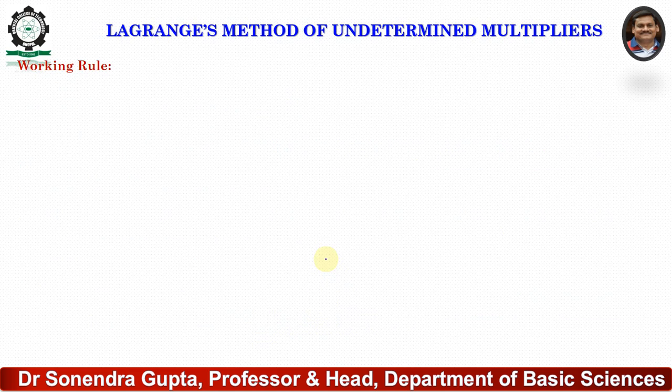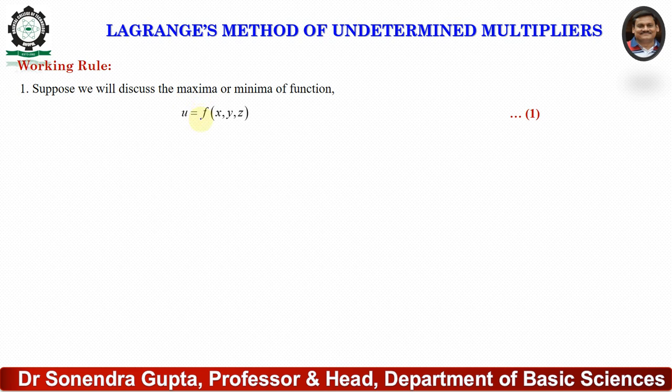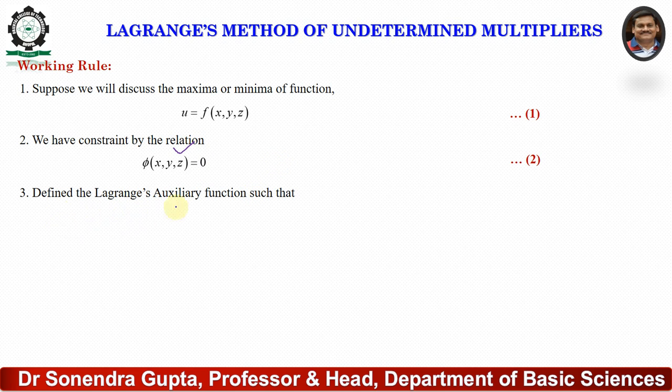The working rule is: number 1, suppose we will discuss the maxima and minima of the function u equal to f of x y z. Say this is equation number 1, and we have the constraint given by the relation phi of x y z equal to 0. There may be more than one constraint, in which case we say phi 1, phi 2 and phi 3. Now define the Lagrange auxiliary equation such that F of x y z equal to small f of x y z plus lambda phi of x y z.